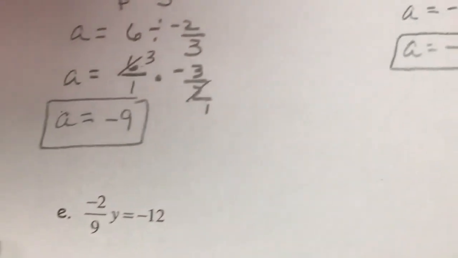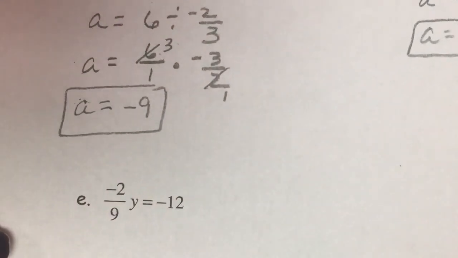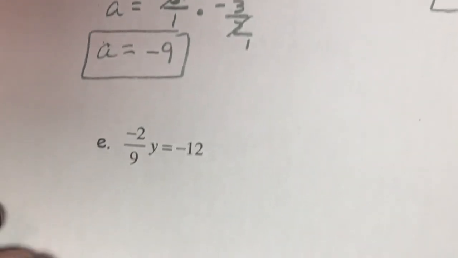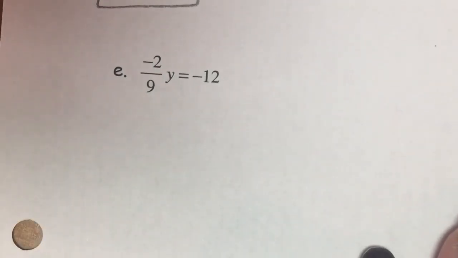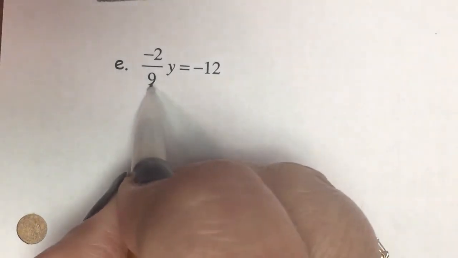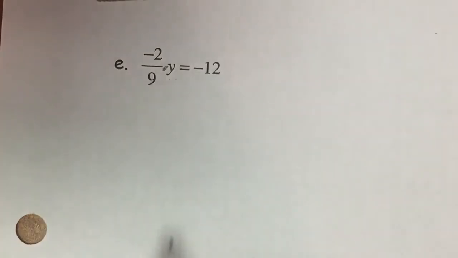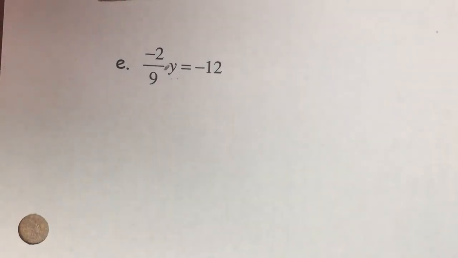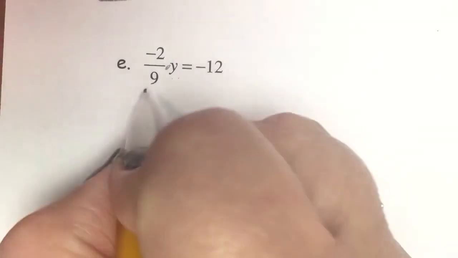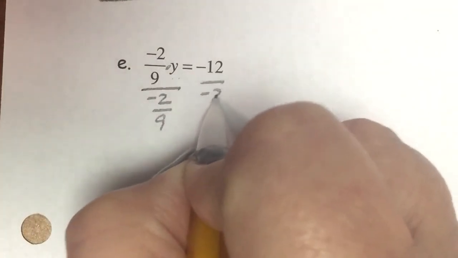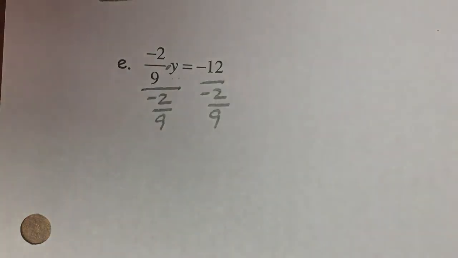All right, let's go ahead and do E. Now you'll notice that C and E are very, very similar. They're the same type of problem, so we're going to do them the exact same way. What's happening right here between the negative 2/9 and the y? They are being multiplied together. So how do I undo multiplying by negative 2/9? I'm going to divide both sides by negative 2/9.